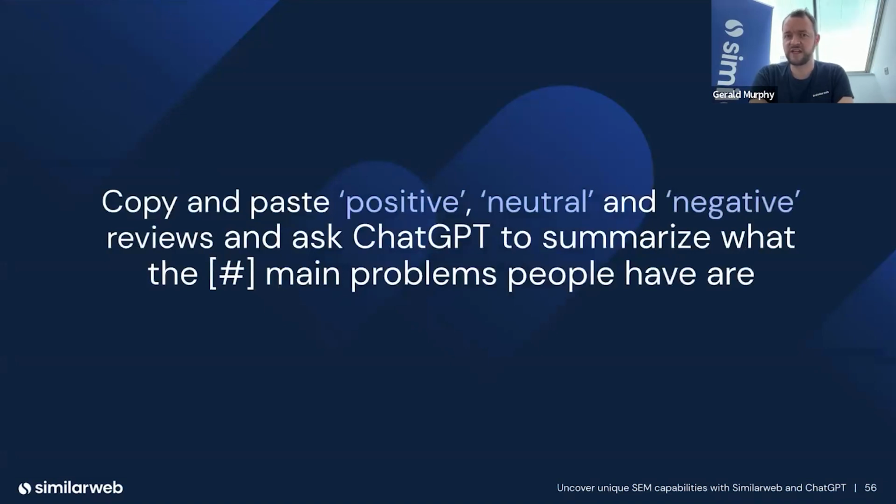So how can you use this in light of the EAT framework? You can now go and look in one of your review websites, for example, Google Reviews, Yelp.com, and so on. And what you can do is copy and paste your positive, neutral, or even negative reviews. Do this individually and ask ChatGPT to summarize what are, for example, the 10 main problems people have. And what it's then going to do is basically tell you, why do people like my brand? Why do people dislike my brand? And why do people sit on the fence about my brand?